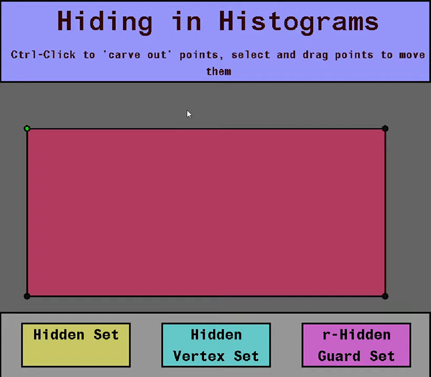So here we have a program focusing on the variants of the hidden set problem. Now there's three variants: hidden set, hidden vertex set, and r-hidden guard set. I'll get to what each of those mean in a minute, but first I want to describe what a histogram polygon is, because unlike my other programs, there's a pretty rigid input set, because these problems are NP-hard for general simple polygons. So the algorithms I'm going to present are specifically for histogram polygons.